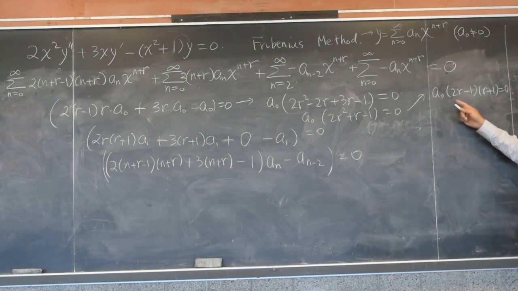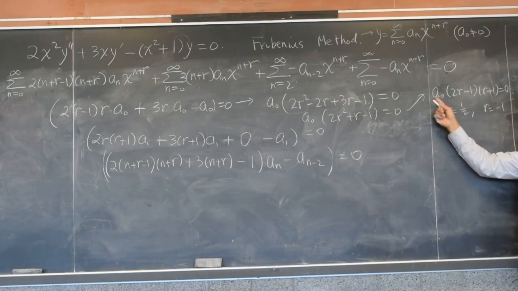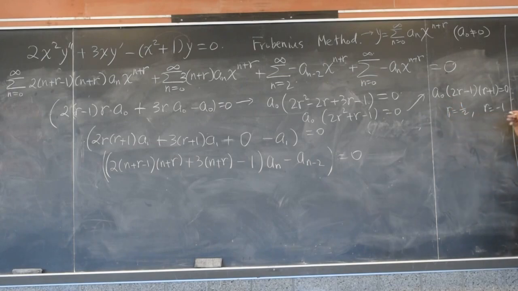And for this to equal 0, either r is 1/2 or r is -1. Well, there's the third case where a_0 could be 0, but our assumption was that a_0 cannot be 0. So either it has to be this or that. And for each individual one, we should have a solution.